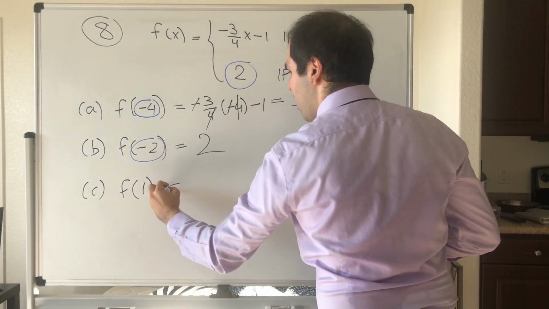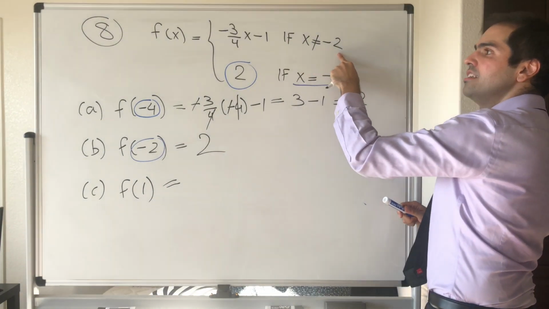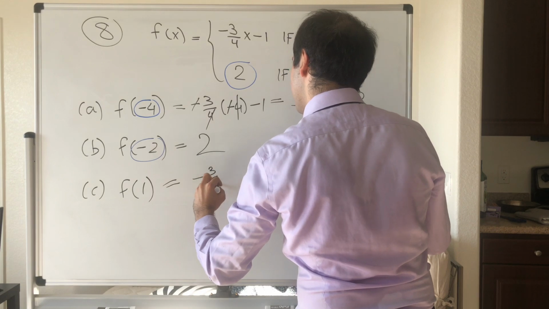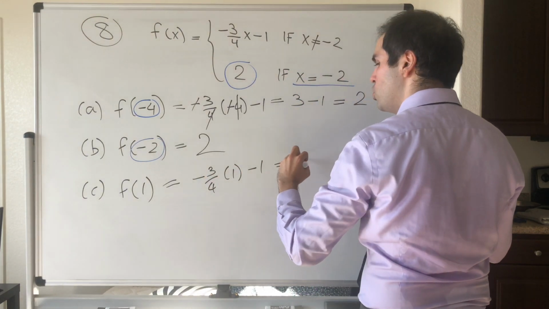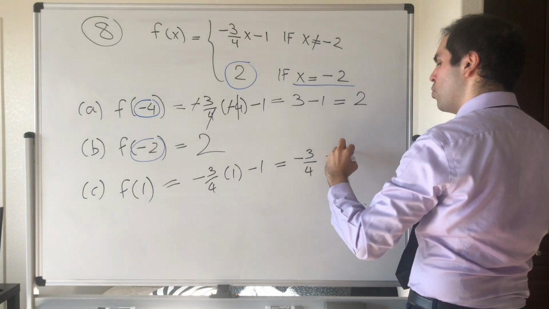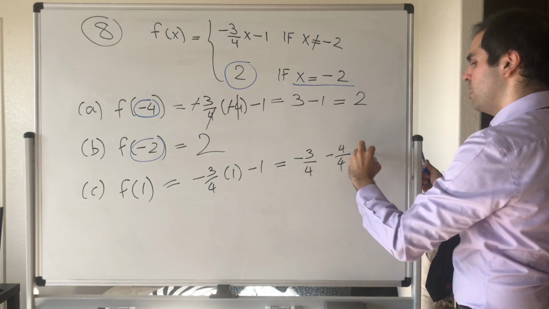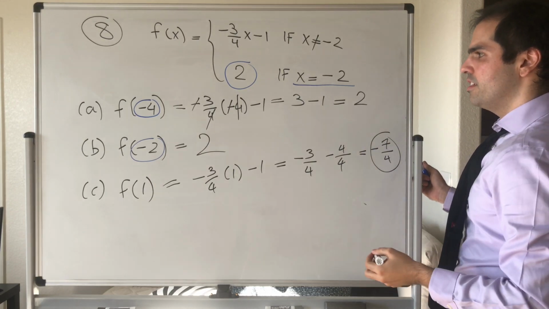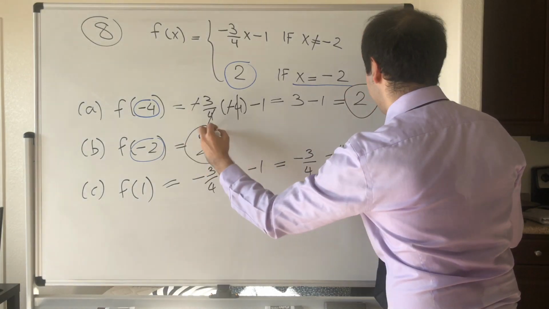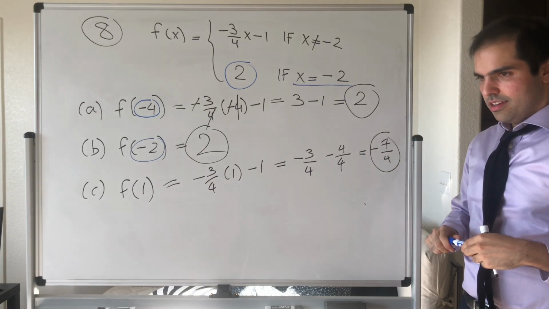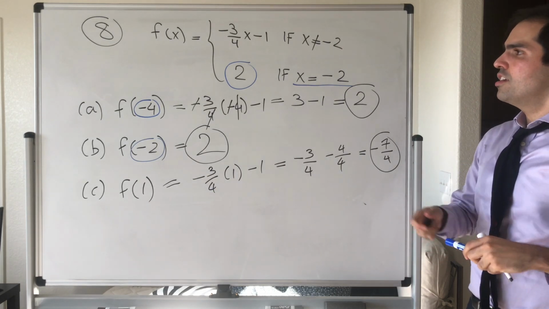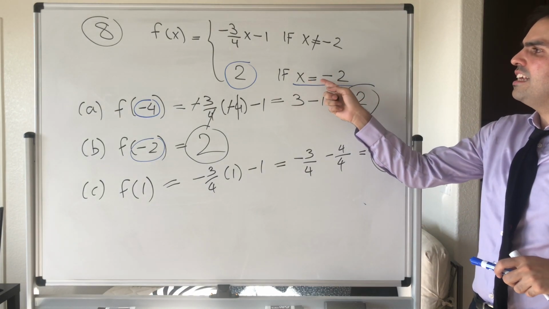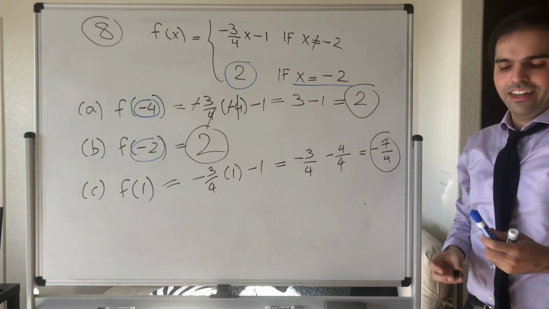And lastly, f of 1. Well, 1 is not -2, so you have to use this definition. So -3/4 times 1 minus 1, which you can simplify. So -3/4, 1 is 4/4, and you end up with -7/4. Okay? So those are the answers. It is 2, 2, and -7/4. So again, for those piecewise defined functions, just read exactly what the definition says. Here it says, other than the illegal value of -2, use this line definition.